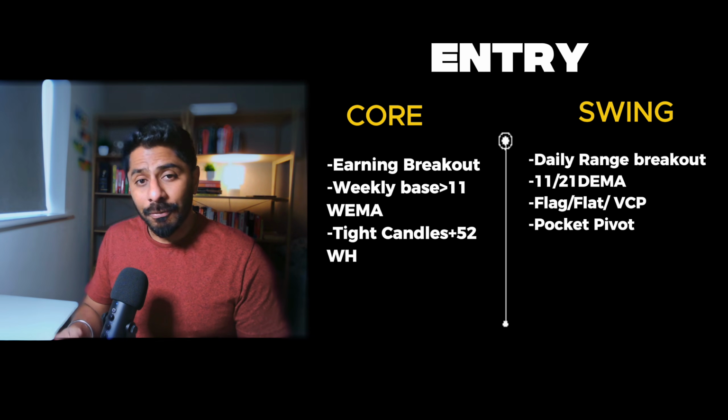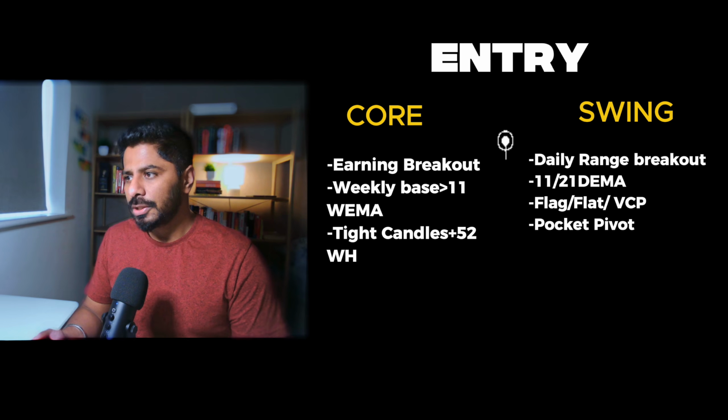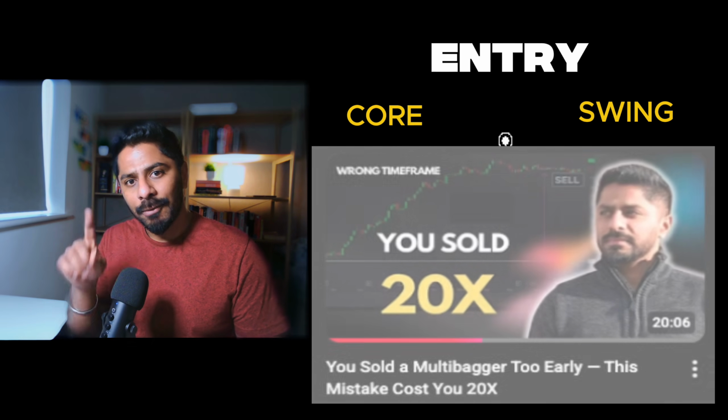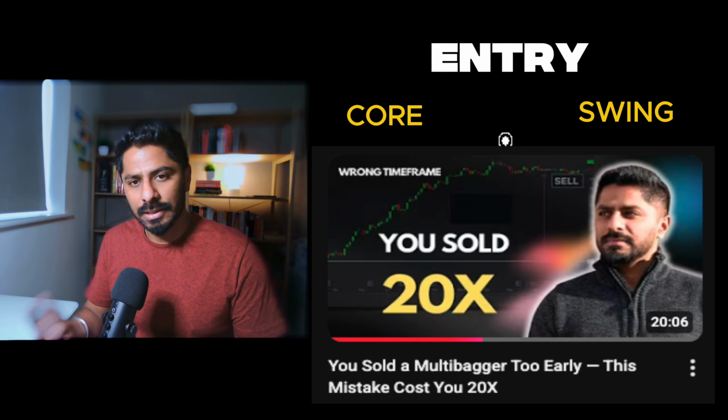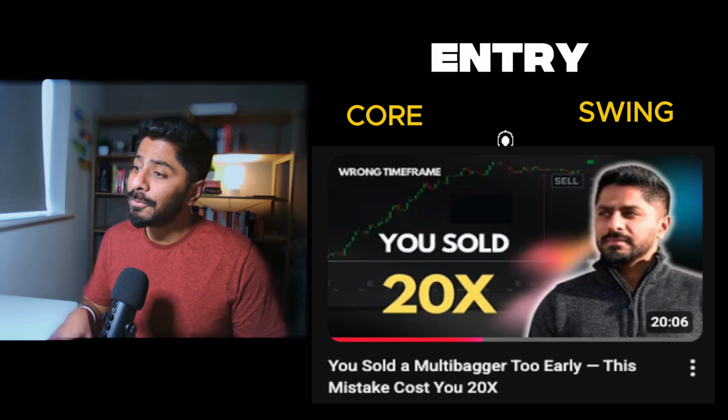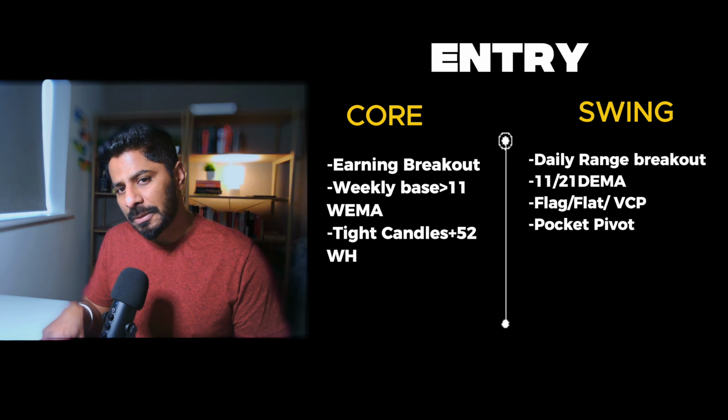For core, I often align with a weekly chart or weekly structure, and I look for 52-week high. I've already discussed my entries in detail in another video, so you can check that out. But for satellite, I look for a lot of anticipation entries.